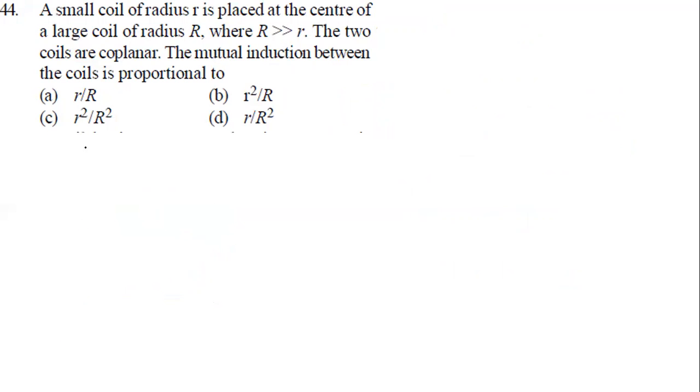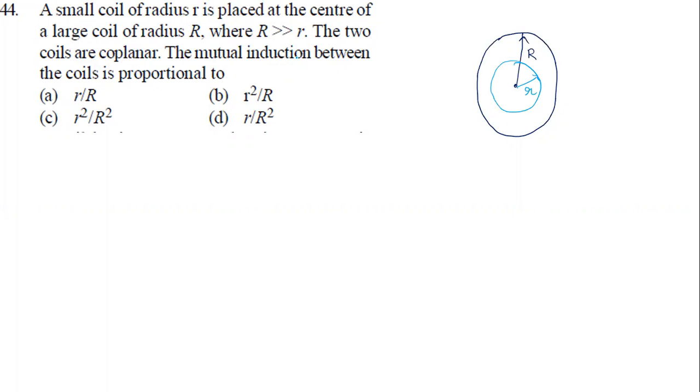Let us look at question number 44. A small coil of radius r is placed at the center of a larger coil of radius R. So like I said, there is a large coil of radius, let's say, R, and a smaller coil of smaller radius, which is kept inside that, and they are coplanar, meaning they are in the same plane.